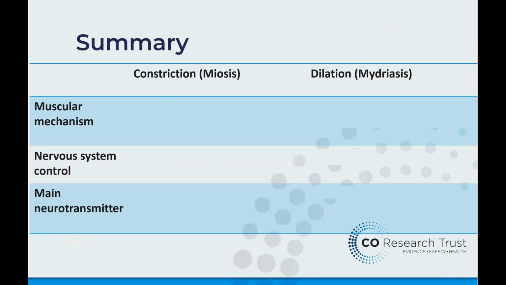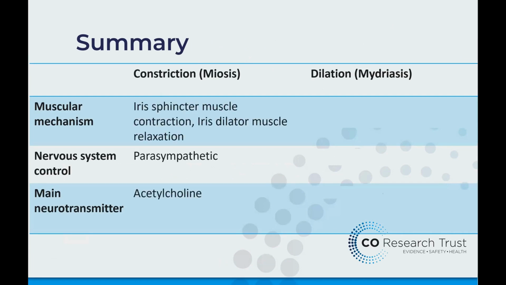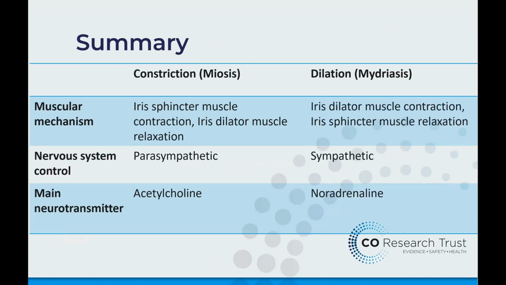To briefly summarize these two pathways, if you consider pupil constriction to begin with, the iris sphincter muscle contracts while the iris dilator muscle relaxes. This is controlled by the parasympathetic nervous system, and its main neurotransmitter is acetylcholine. Whereas during pupil dilation, you have the iris sphincter muscle relaxing while the iris dilator muscle contracts. This is controlled by the sympathetic nervous system, of which noradrenaline is the main neurotransmitter.